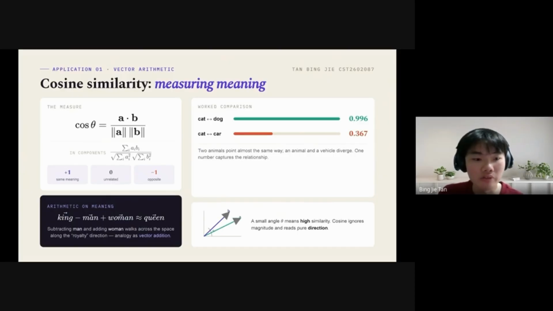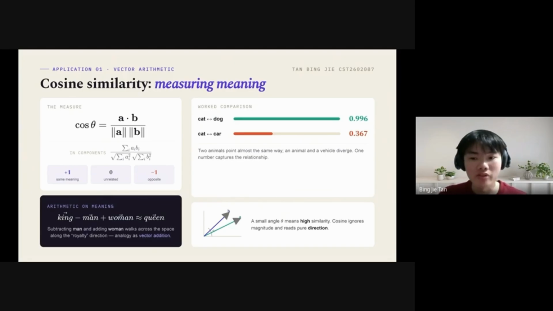A small angle gives a value near +1: same meaning. 90 degrees gives 0: unrelated. -1 means opposite meaning. Look at the numbers. Cat and dog score 0.996, almost the same direction because both of them are animals. Cat and car only score 0.367 because animal and vehicle are not in the same category.